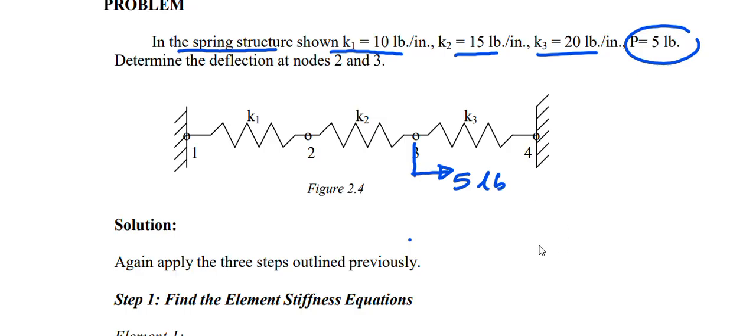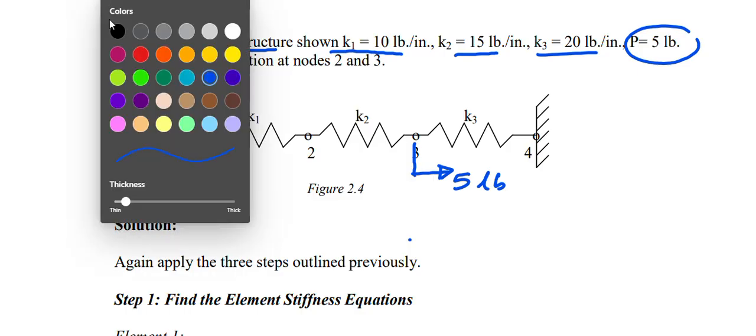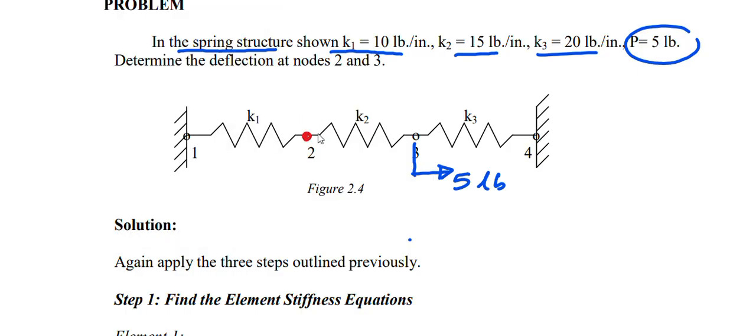Now you need to determine the deflection at node 2 and node 3. There will be deflection at node 2 and node 3 because node 1 and node 4 are fixed. These two are fixed, which means there will be zero deflection at node 1 and node 4. The values of k1, k2, k3 are already clear, and the load is acting at node 3, towards the right side.